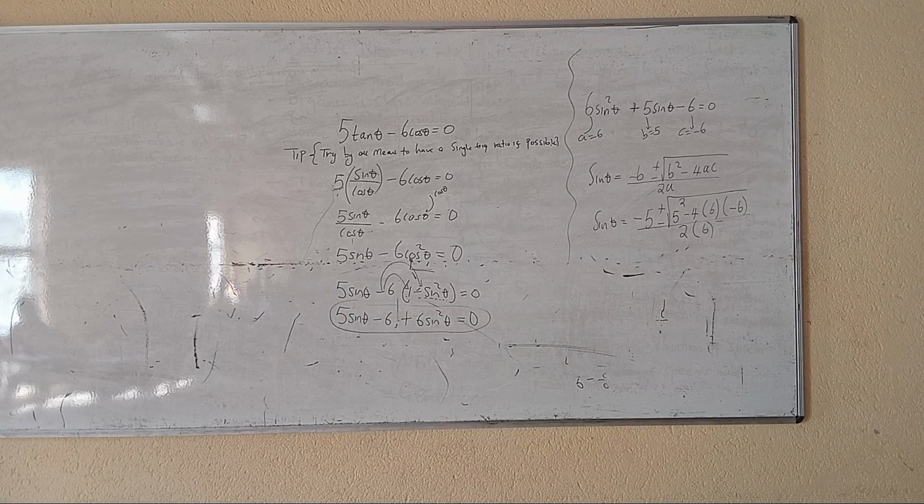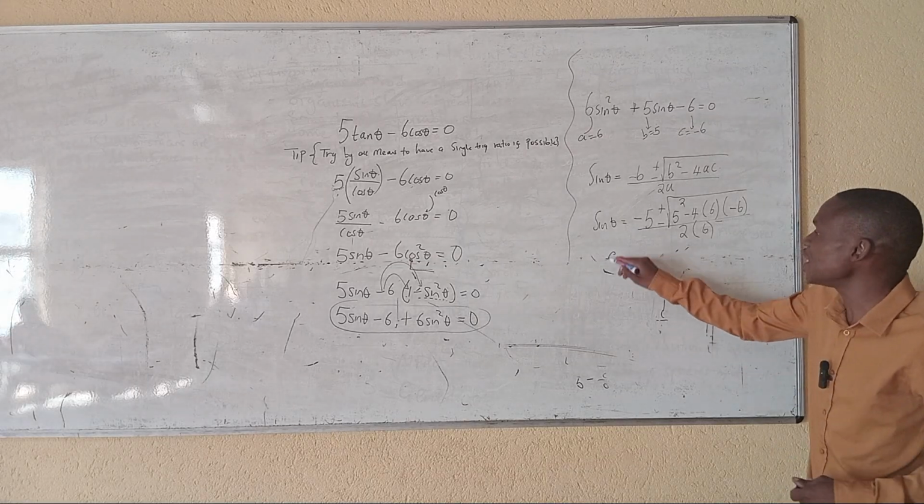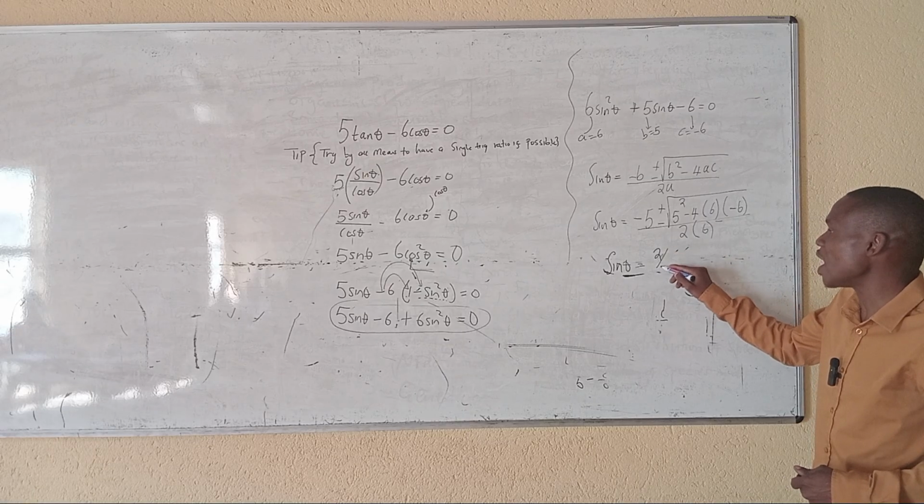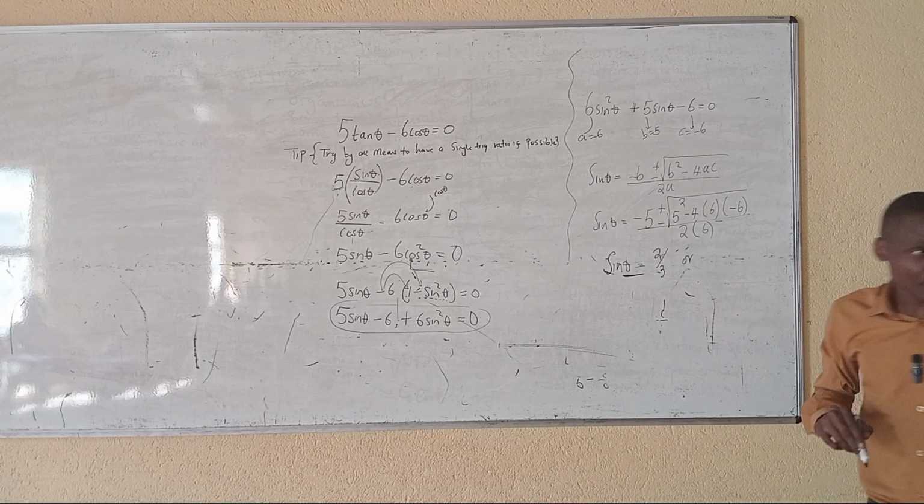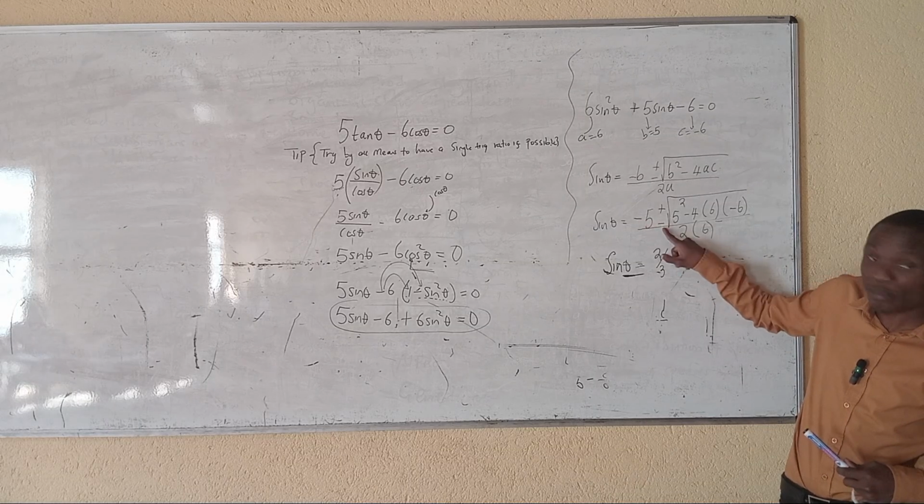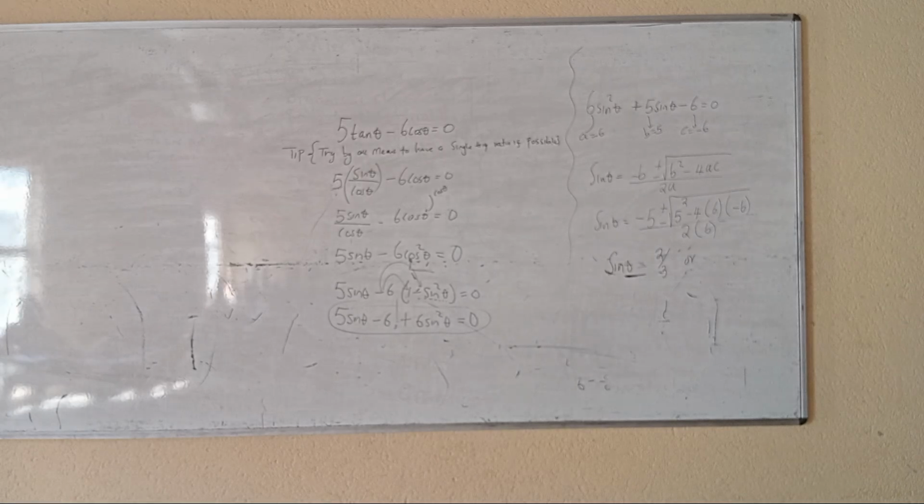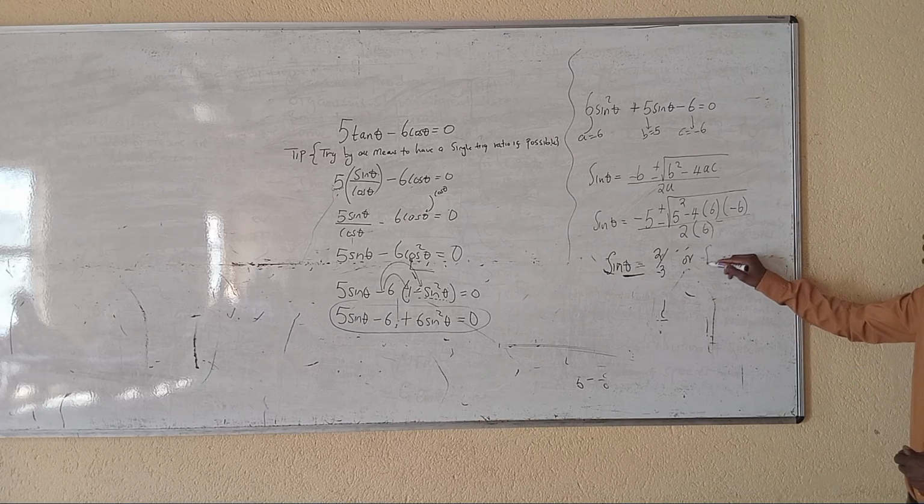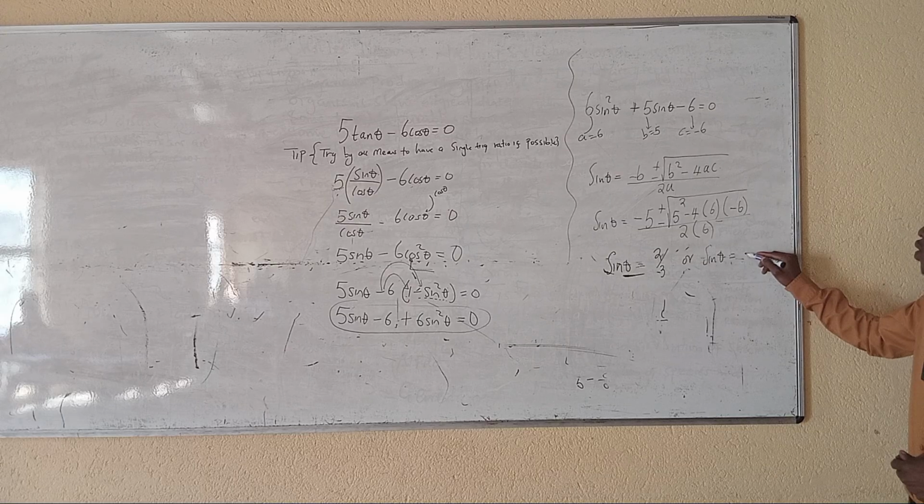With a positive sign, so you say sine theta is equal to 2 over 3. Now you use the negative sign. You say minus 5 minus, you press everything as it is. How much do you get when you use the negative sign? Negative 3 over 2. Sine theta equals negative 3 over 2.